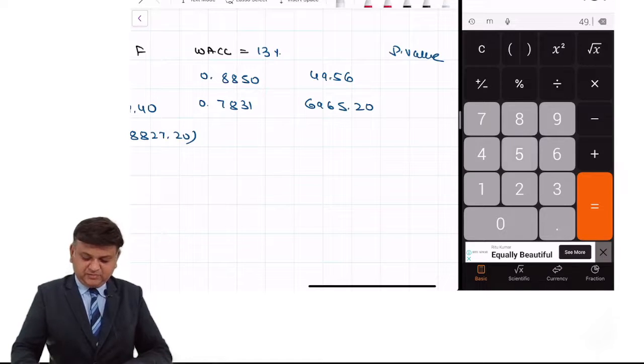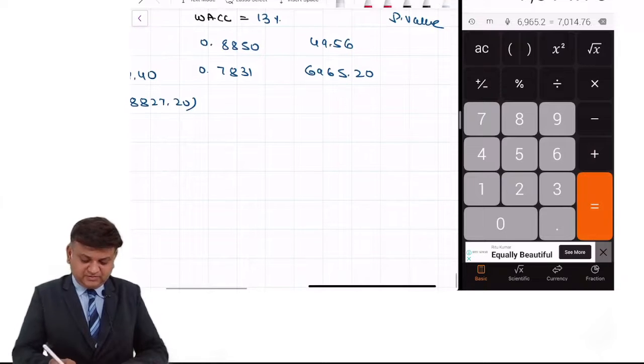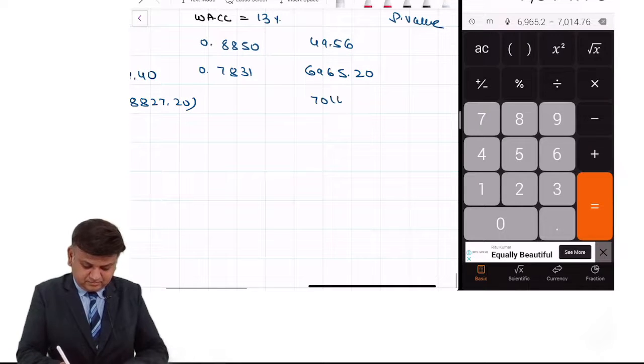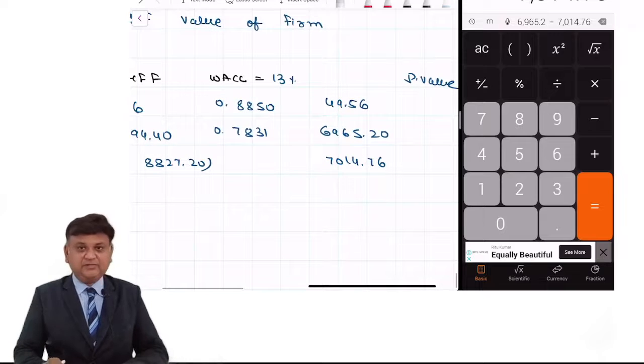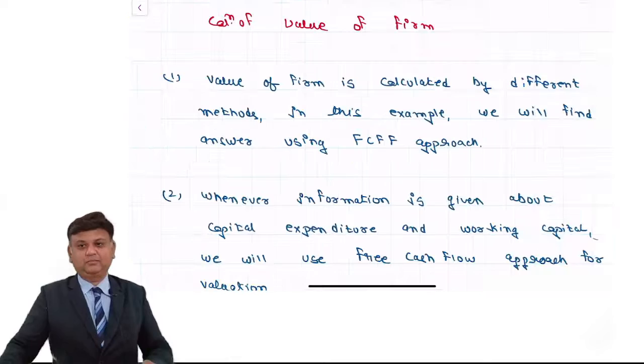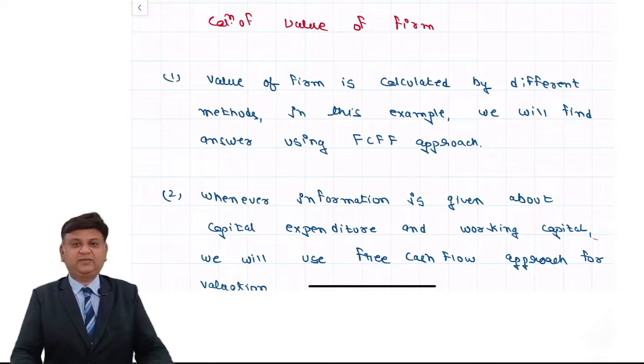So 49.56 plus 6965.20, that comes to 7014.76. That is the way the present value can be calculated. So the final, like the summary of the entire working.